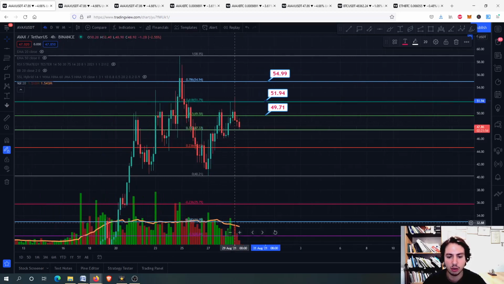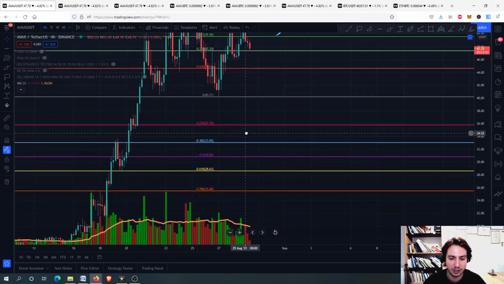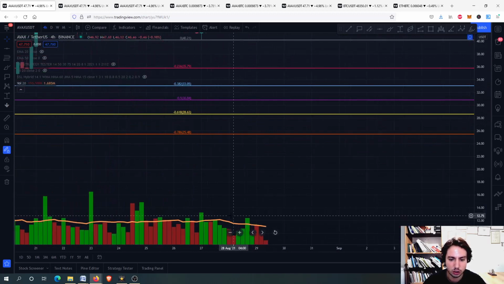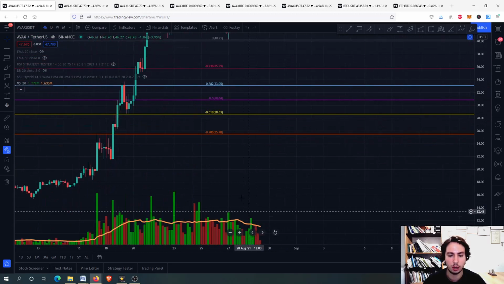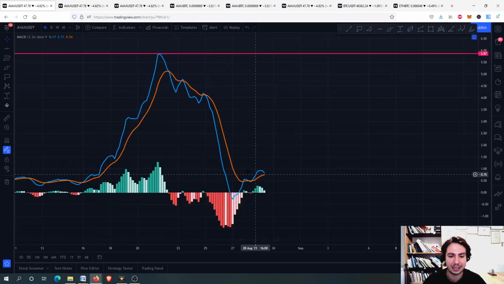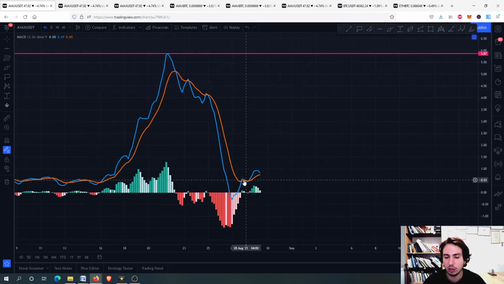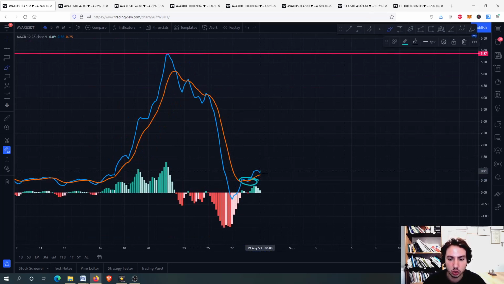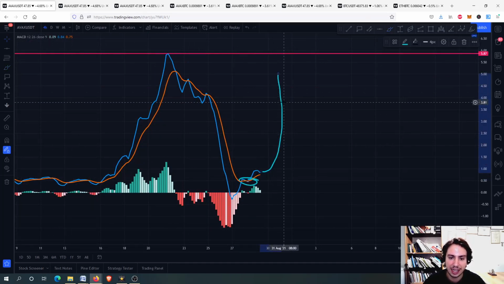The volume right now on the 4-hour frame is decreasing a little bit. You can see the moving average right here. If I zoom in a little bit, you will see the moving average dropping down. So let's go to the MACD. The MACD right here doesn't look so good, right? I would expect maybe we had a bullish cross here to get up a little bit higher again.